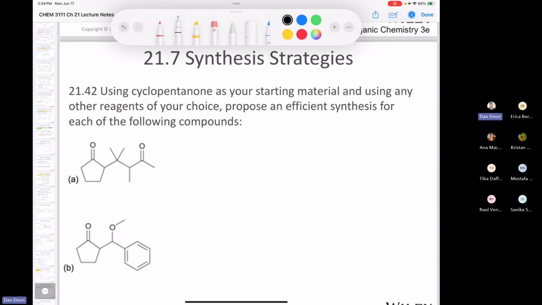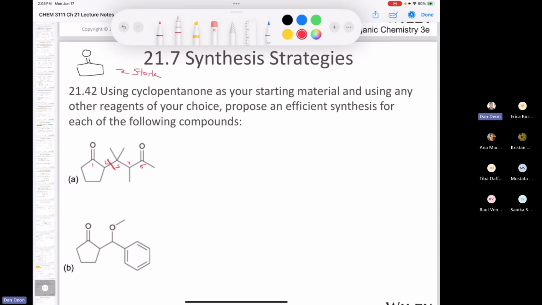But it says here, using cyclopentanone, which would be this compound here, and any starting material, propose an efficient synthesis for each of the following compounds. So I'm just going to try to guide you on the first one. Look, if you have a 1,5-dicarbonyl, and you're starting with a ketone, that suggests that you have to use the Stork enamine synthesis, right? Because this is not going to give you a stabilized enolate. And so you need to make this bond right here, okay? You need to make that connection.